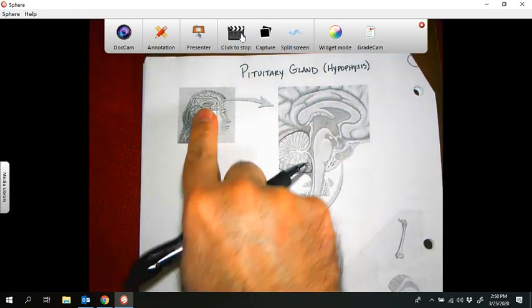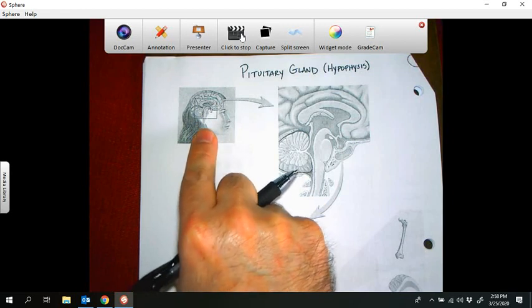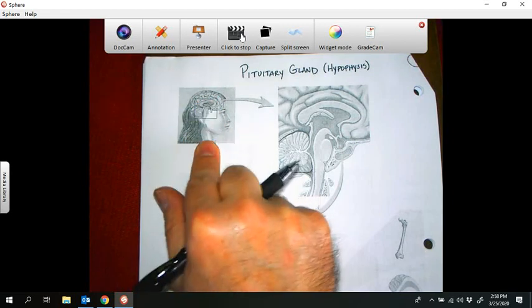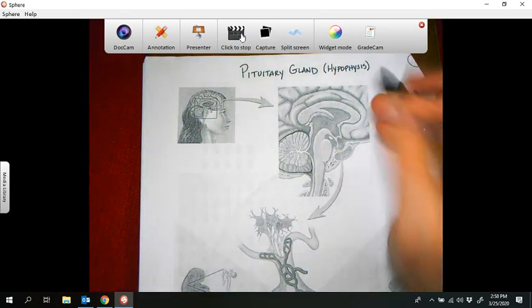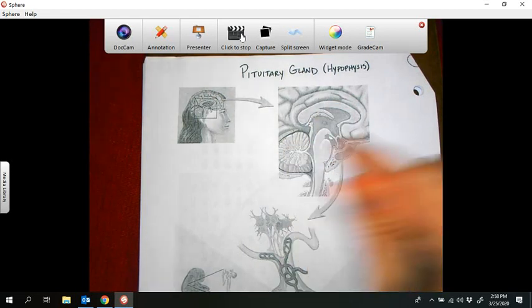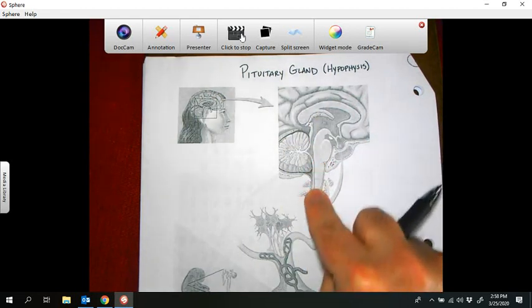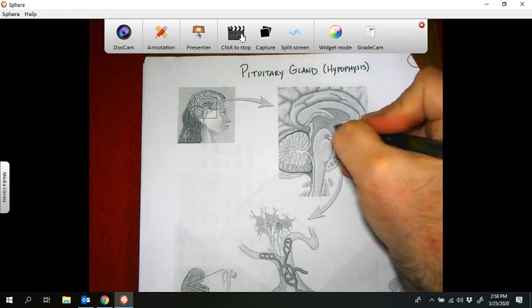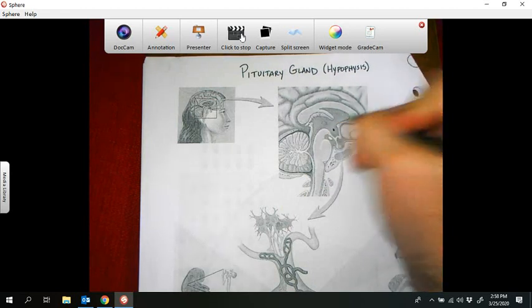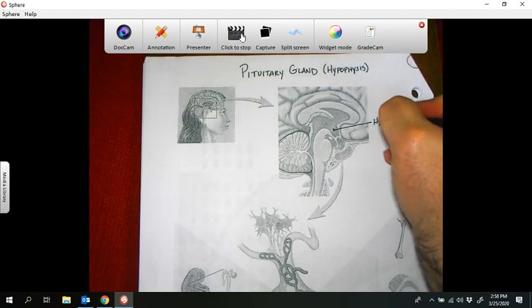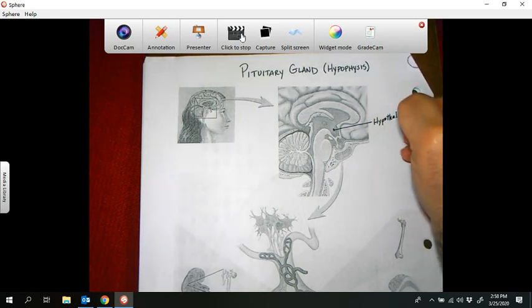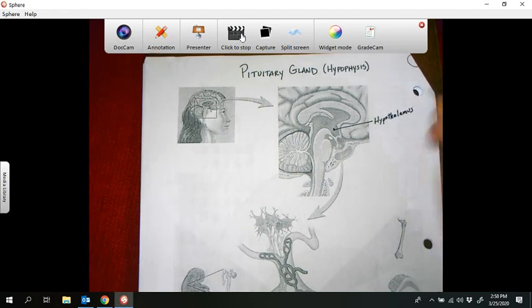And here we can see that we have a picture of a person with a sagittal cut in their brain. Here it's blown up. And here is the cerebrum, here's the cerebellum. Down here would be the medulla oblongata and the brainstem. This area right here is called the hypothalamus, and it contains neurons that are going to talk to the pituitary gland.